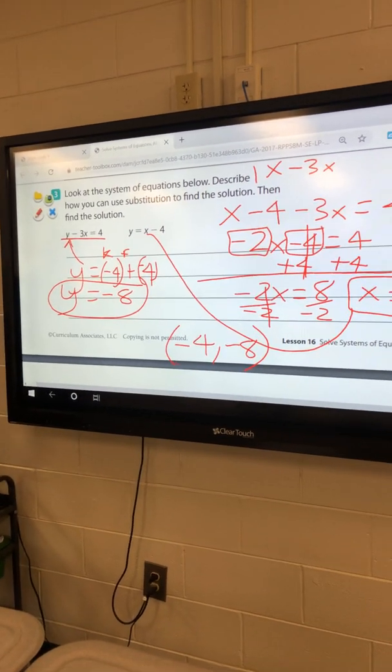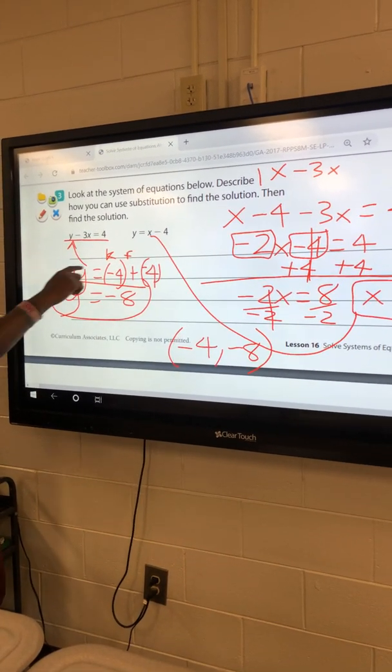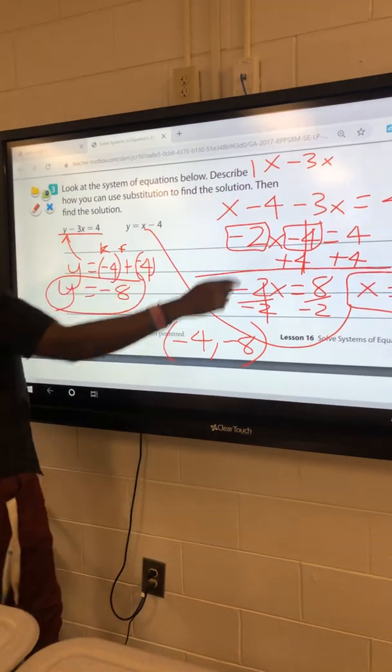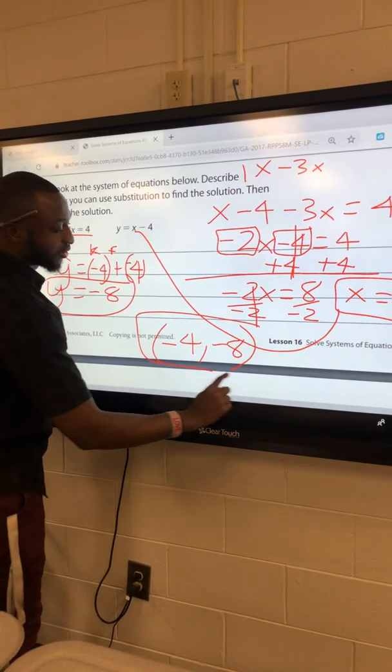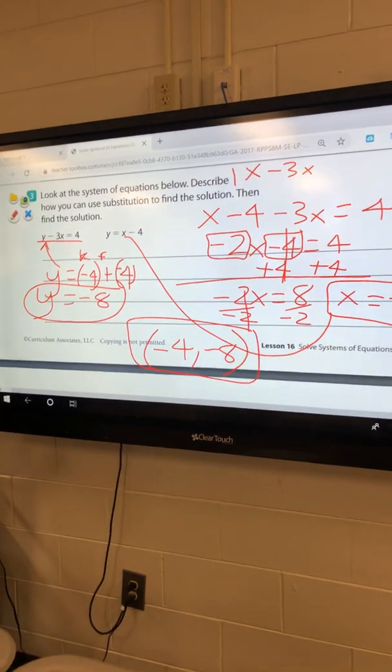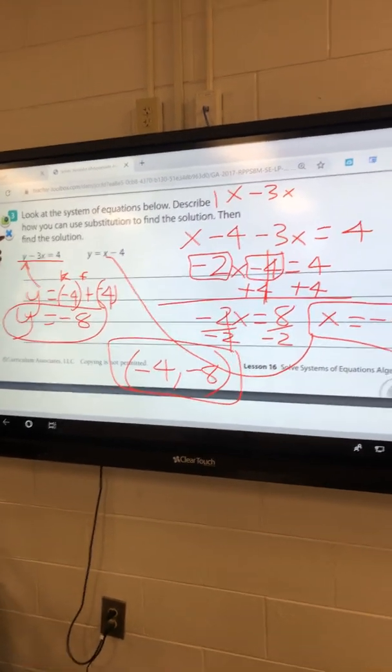Okay, it says describe how you can use substitution to find a solution. That's what we did here. What is the solution? That's what this is. All right. Make sure you remember those 4 steps.